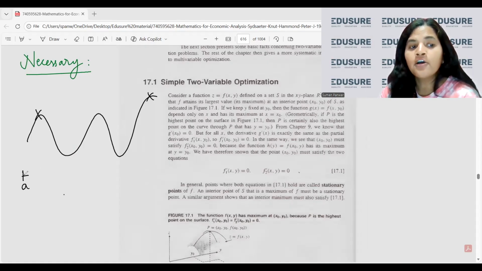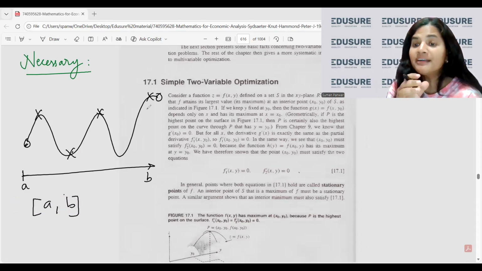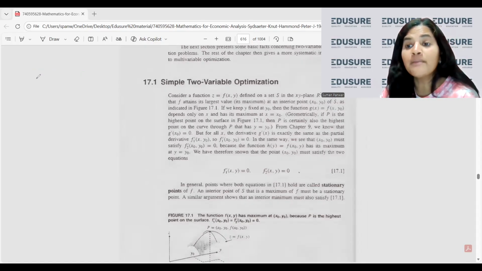So for example, if my domain is from A to B, like in 1D, so if my domain is closed interval AB, I will always be looking at these interior points. So I will never be looking at the endpoints. At endpoints, the derivatives have a different story that will be discussed later. But the points at which maxima or minima will occur will be the interior points of the domain. Likewise, in case of 2D functions also, these points of local maxima or minima are occurring at interior points of the domain, not on the boundaries of the domain.